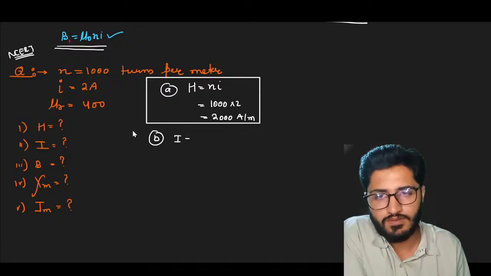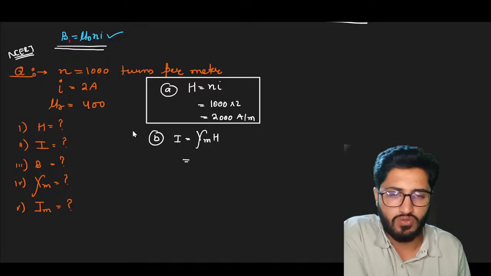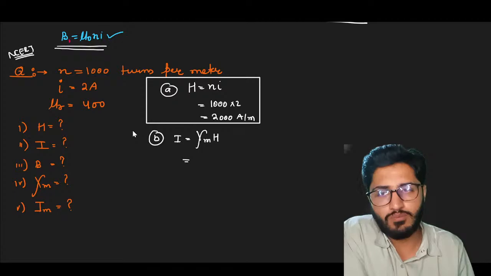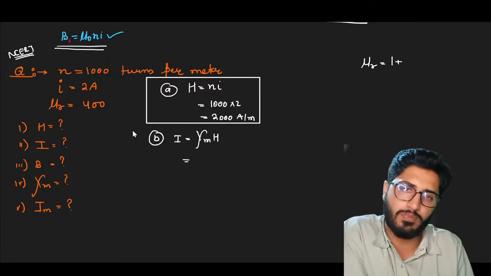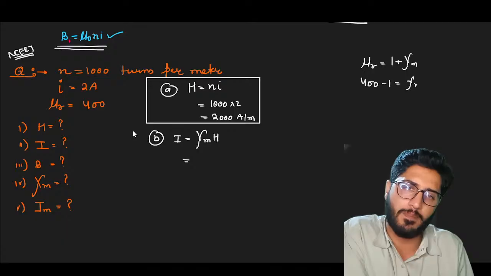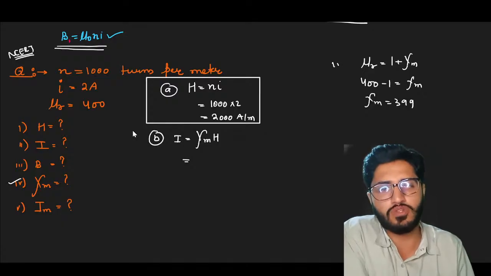Now I. What is I? Sir, I is chi H. Chi we don't know. So for chi we are having one more thing now. We will write mu R is equal to 1 plus chi M. Mu R is 400. 400 minus 1 came out to be chi M. That is, chi came out to be 399. It is done. Fourth option now.